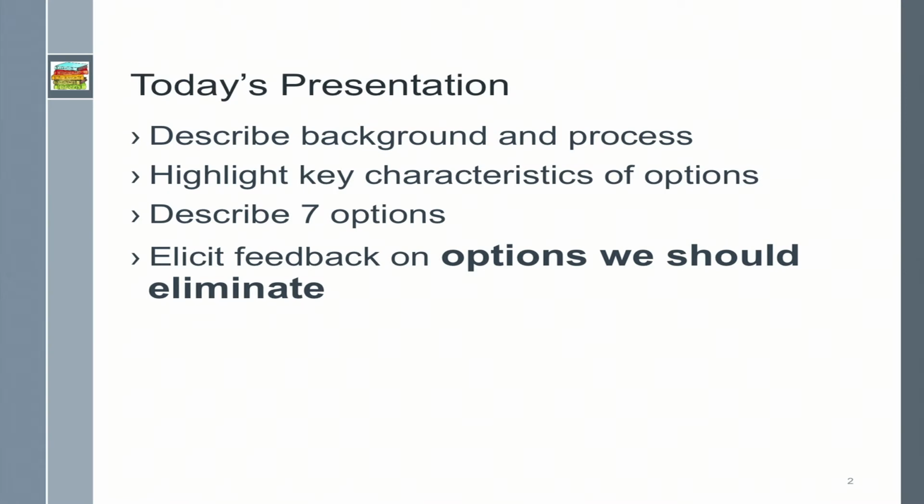To set the stage, first I'll describe the work that we've done to date on our district master plan and our process moving forward. We will then review some of the key characteristics of each option that we're presenting, which should make the options easier to understand when I describe them. Lastly, I'll review 7 options with you and then get your feedback, focusing on which options should be eliminated at this point in the process.